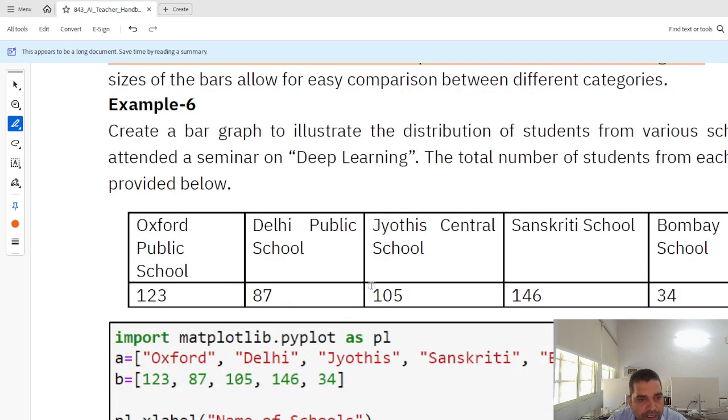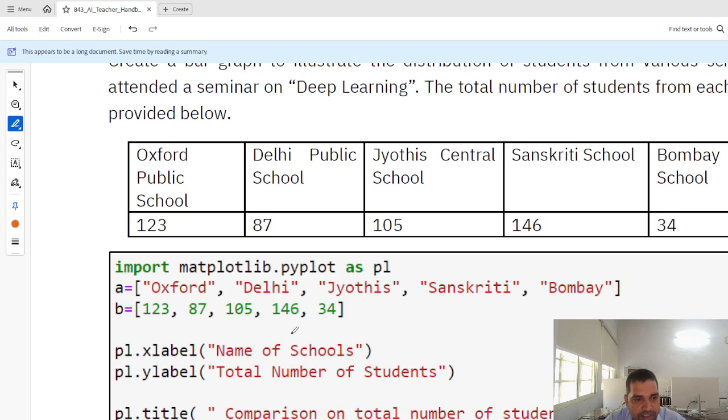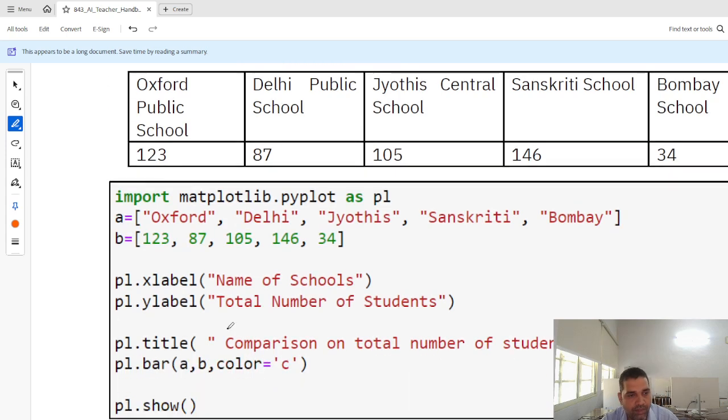Here I will show you the data in the bar graph format. Data of 5 schools: Oxford Public School, Delhi Public School, Jyoti Central School, Sanskriti School, Bombay Public High School. And the strength of the students who attended the seminar on deep learning is 123, 87, 105, 146, 34. Now I will show the same in the bar graph form, how it is represented.